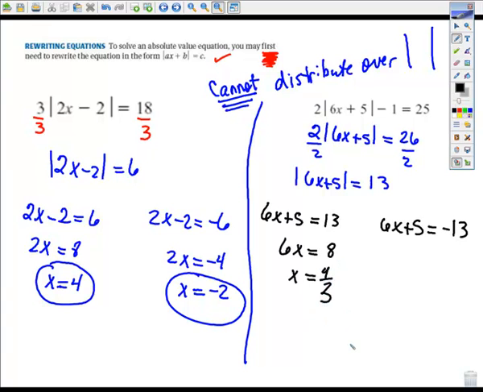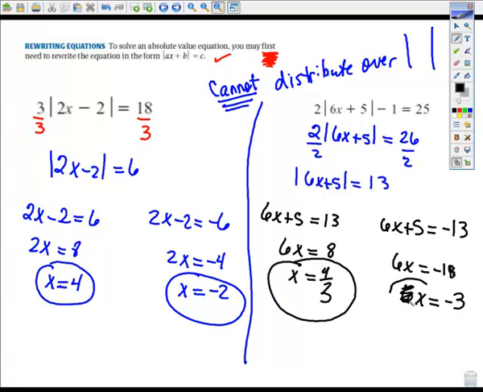You can leave it as 4 thirds, or if you want to call it 1 1/3, that's your prerogative. Here I get 6x equals negative 18 when I subtract the 5, and so x equals negative 3. So those are the two solutions for this one. So a little bit more work.